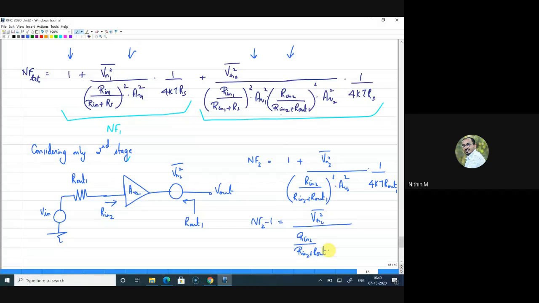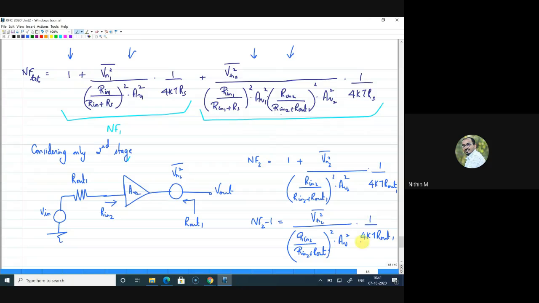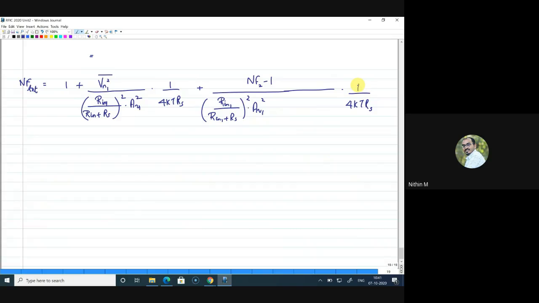Thank you then. So R in by R in plus R out, square, into AV square, into 1 by 4 kT R out 1, right. So what I'm going to do now is, by picking all these terms here, I'll replace these terms with NF2 minus 1. So Vn2 square I can erase, and what other terms I have, the R in 2 term is there. So this entire term can be removed. This AV2 can be removed, and I can write at the top, this is NF2 minus 1, provided it should be 1 by 4 kT R out 1, but R out 1 is not there. That means I should actually add R out 1 there, right? Is this correct? Or I will write R out 1 in the denominator itself. So this is 1 by R out 1.